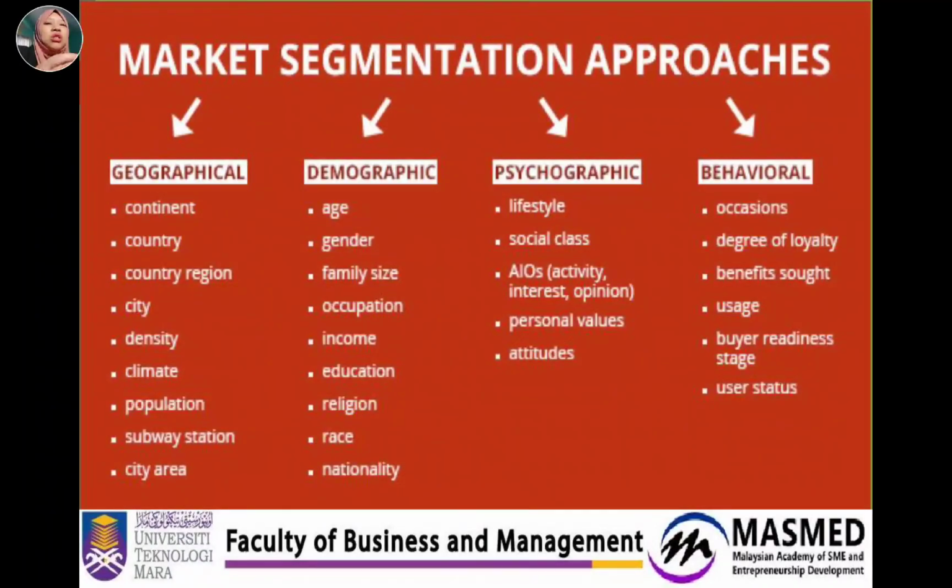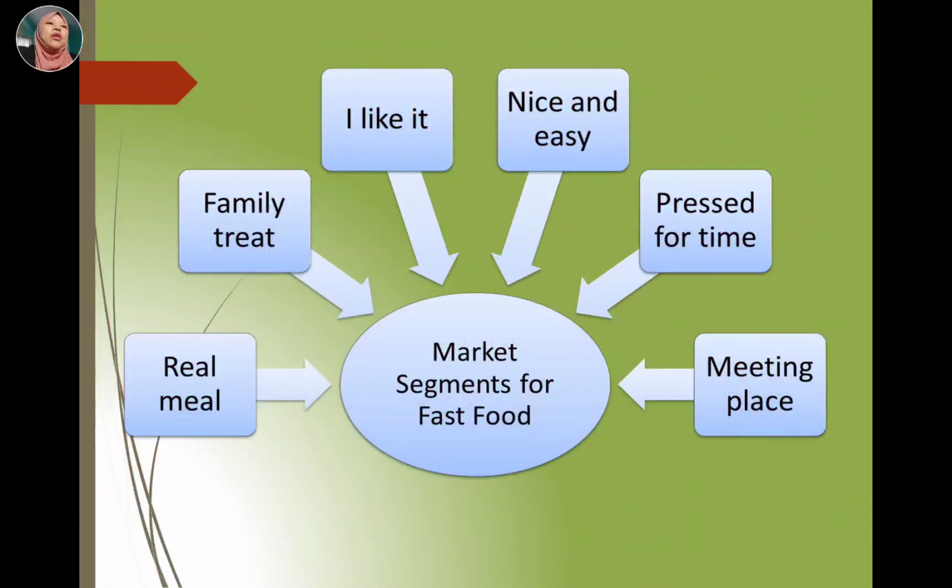So segmentation, we can segment according to geography, demographic, psychographic, or behavioral. It's up to you and according to the suitability of the product. If the product is cosmetic, who will be your target? Example, market segment for fast food: meeting place, pressed for time, nice and easy, family trade, real meal. So this is our segmentation.